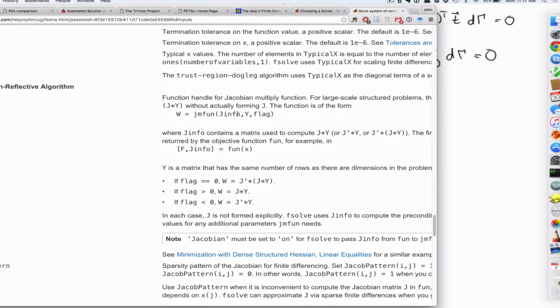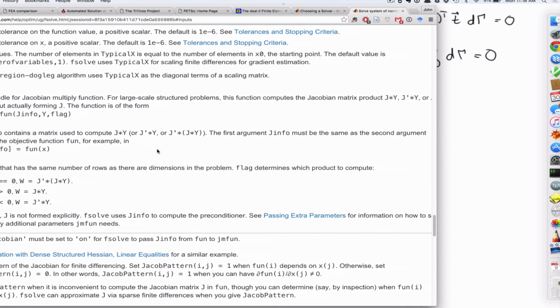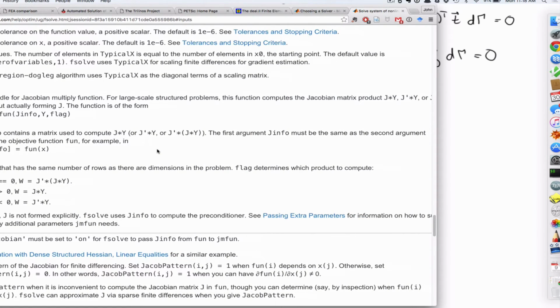You can basically figure out the connectivity, and it explains it here. The sparsity pattern of the Jacobian for finite differencing: set Jacobian pattern ij, the ij entry of the Jacobian, what we call the tangent stiffness matrix, to 1. It's easiest understood if you just read this sentence. In other words, Jacobian pattern ij is equal to 1 when the function that computes the tangent stiffness matrix has entry ij not equal to 0.